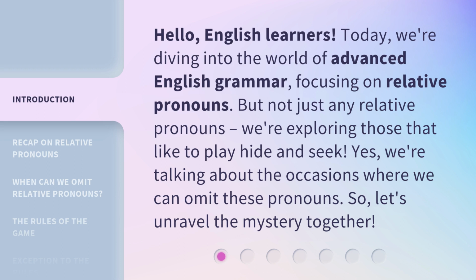But not just any relative pronouns. We're exploring those that like to play hide and seek. Yes, we're talking about the occasions where we can omit these pronouns. So, let's unravel the mystery together.